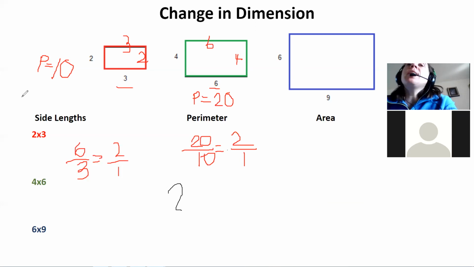Now let's talk about the area. Okay, what would the area of this figure be? What would the area of my smaller rectangle be? Length times width. What's the area of it? 3 times 2.